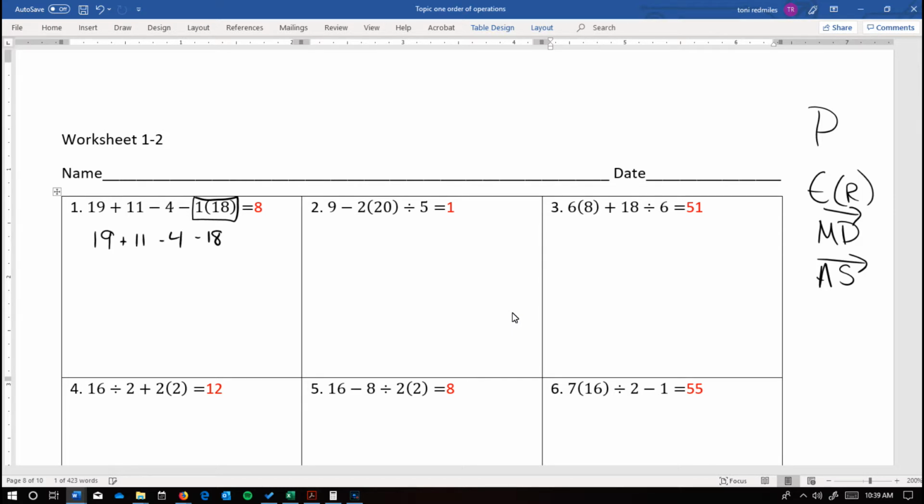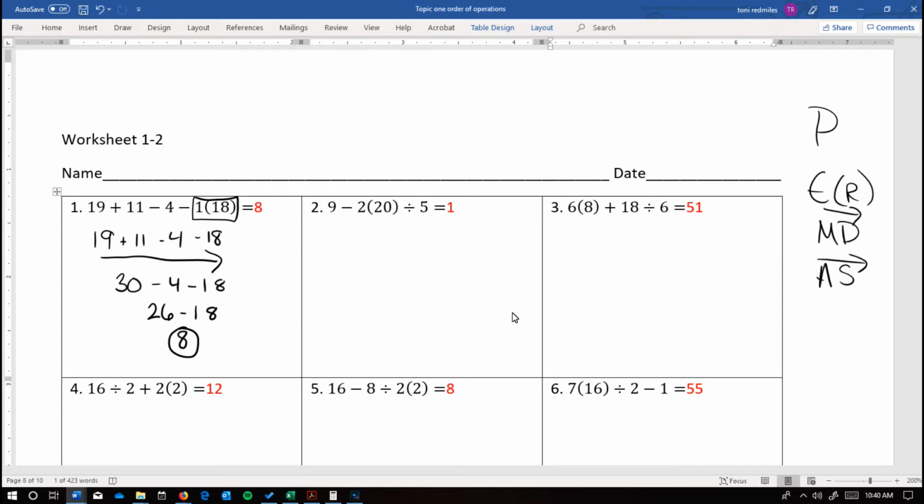All right, so now I'm just stuck with adding and subtracting, and I can go left to right with it. So 19 plus 11 is 30. Minus 4 minus 18. Okay, so if I subtract 4 from 30, I'm going to get 26. And if I subtract 18 from 26, I'm going to get 8. All right, so that's the answer to that one.